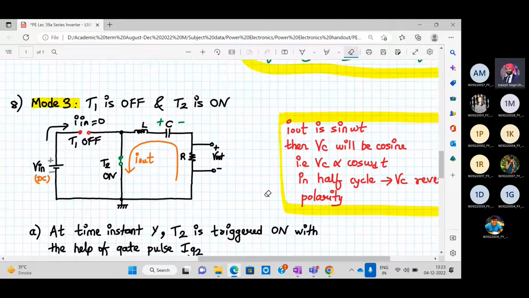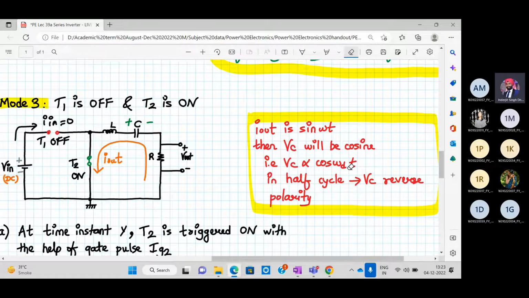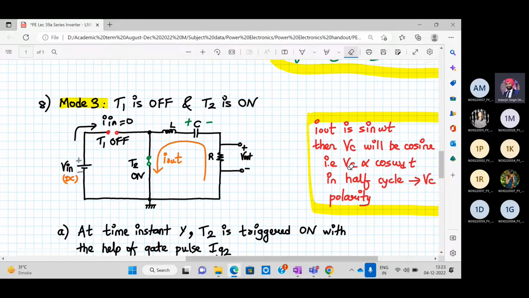So here is some relation between I_out and the capacitor voltage. Let's say I_out is actually sine omega t. Then voltage across the capacitor will be cosine, right? So your voltage across the capacitor is actually proportional to cosine. So in a half cycle, the VC will reverse the polarity, as you can see, because sine and cosine reverse the polarity after 90 degrees.